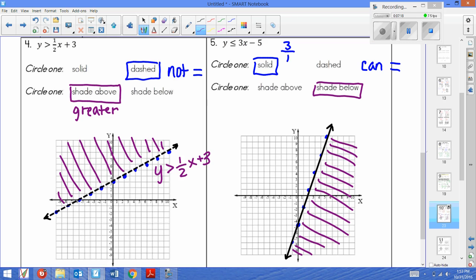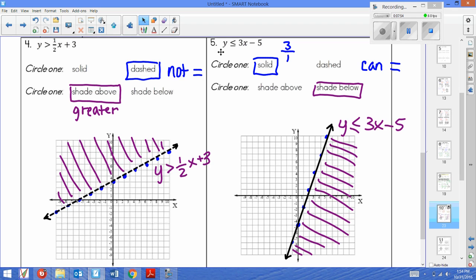Now, what does this mean? Let's label first. All right, y is less than or equal to 3x minus 5. What this means is that all of the points up here in example number 4 are solutions. I could plug any one of these points into this inequality, and it would make a true statement. I would get something like 10 is bigger than 4, or 30 is bigger than 7. None of the points on this line are going to work because it's dashed, because it cannot equal.